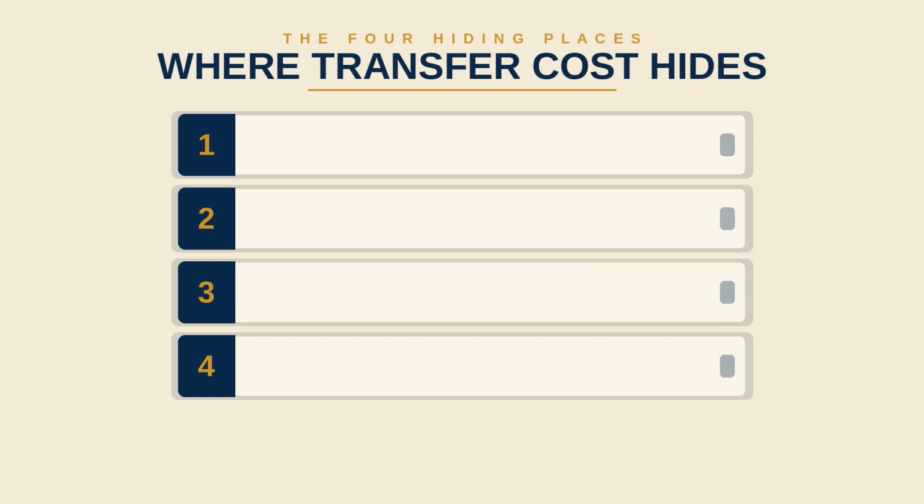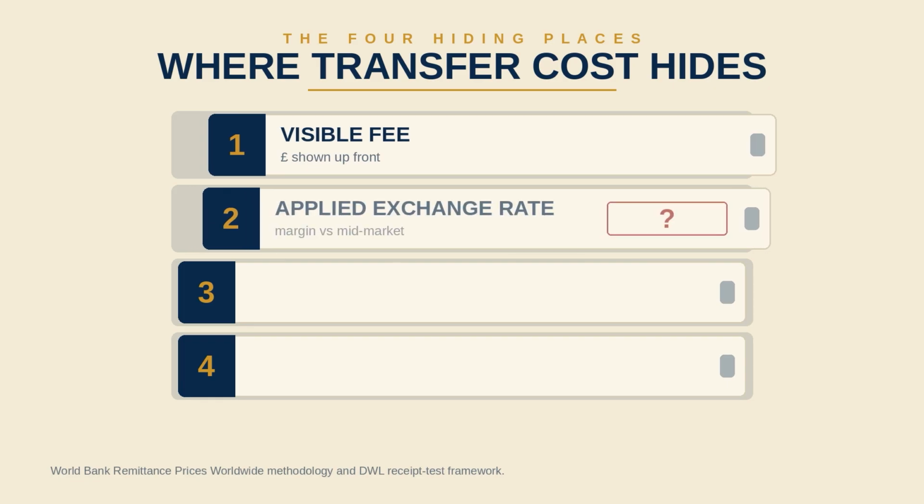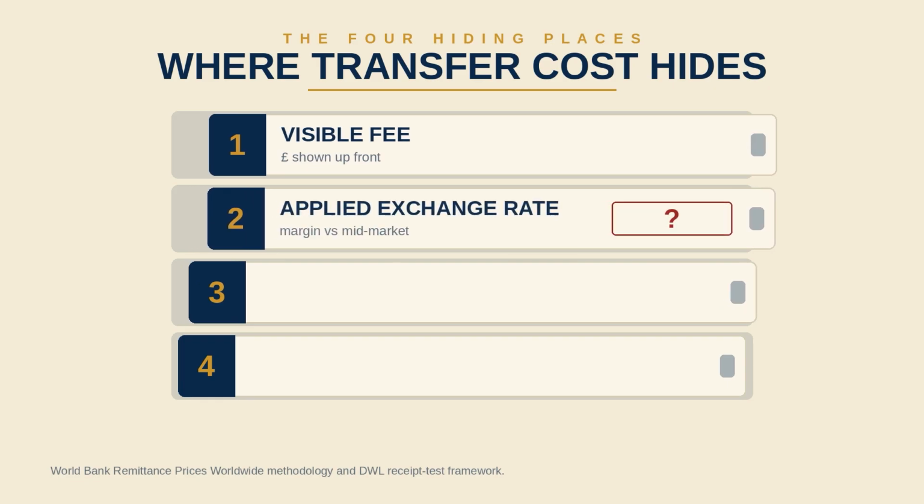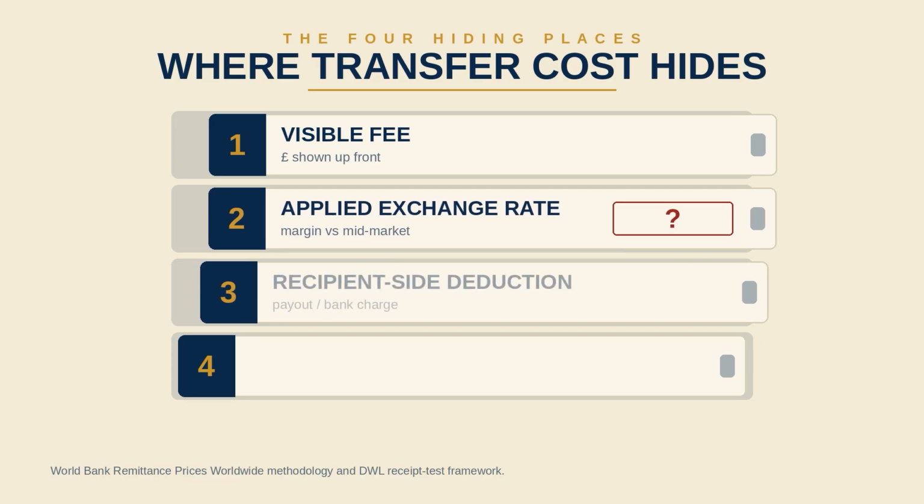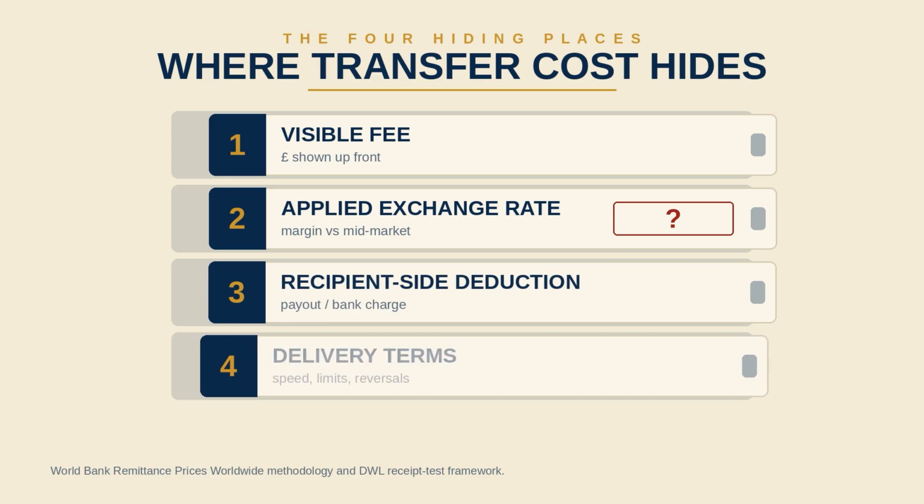Transfer cost can hide in 4 places. First is the visible fee. Second is the applied exchange rate. A weaker rate can cost more than a small explicit fee. Third is any recipient-side deduction or payout charge. Fourth is the condition attached to delivery, including funding method, speed, limits, reversals, or a quote that changes before confirmation.